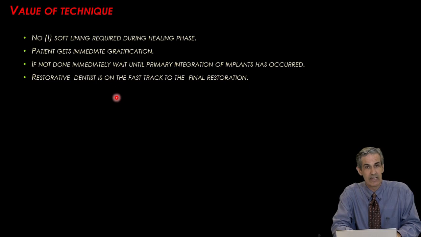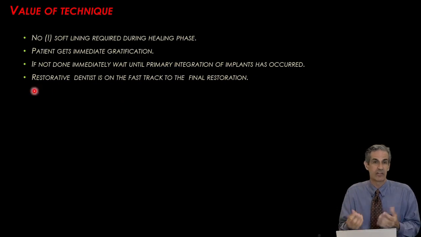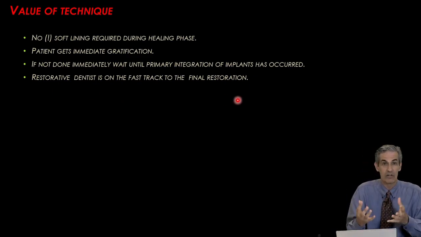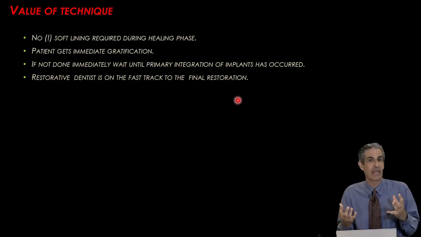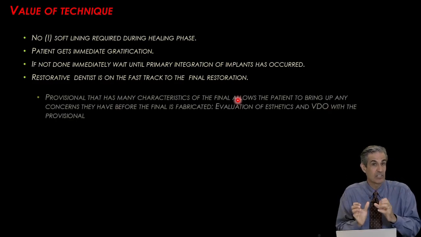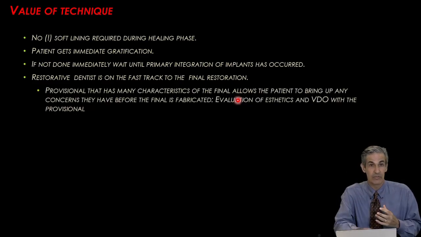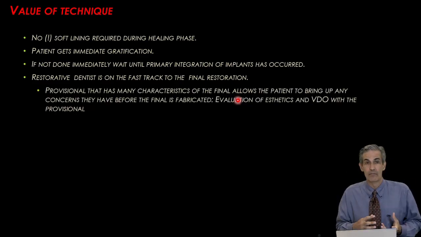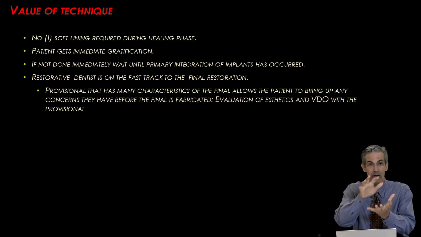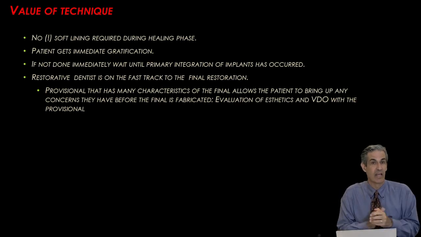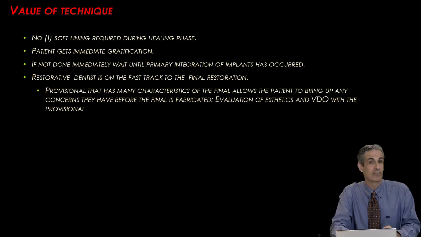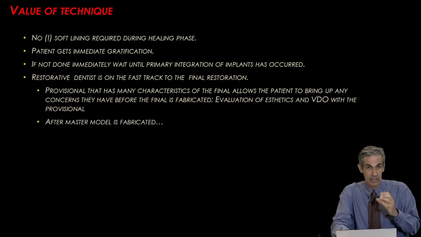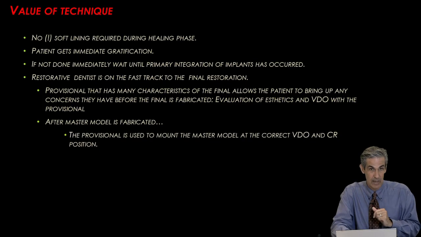And also the restorative dentist is on the fast track to the final restoration, because you can evaluate the aesthetics, the vertical dimension, the aesthetic position. And later, when we're ready to mount up the case, we can take our impression of the implants the way we always do it, pour the model, and then we can take that provisional out of the mouth, put it on the model, and mount the case at the correct VDO in just a few seconds, which is wonderful. So after the model's fabricated, the provisional is used to evaluate VDO, centric relation, to mount the case up. All those are very valuable.